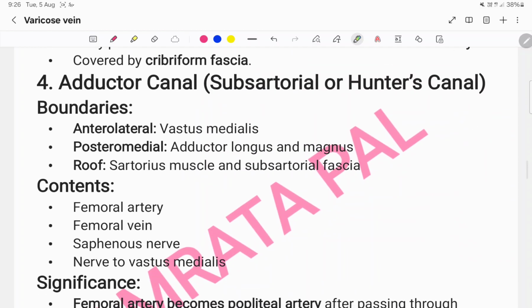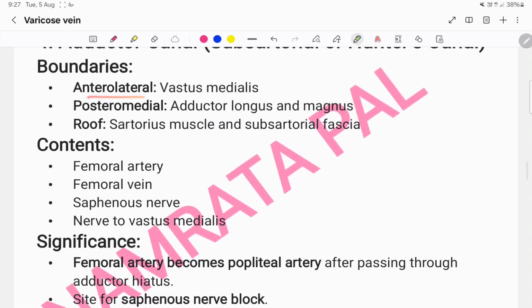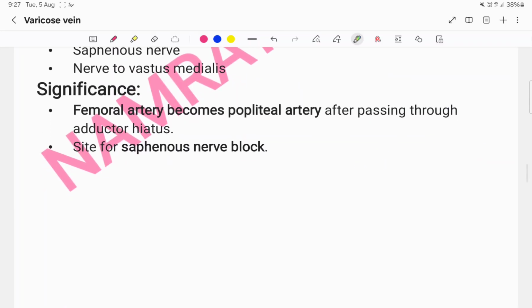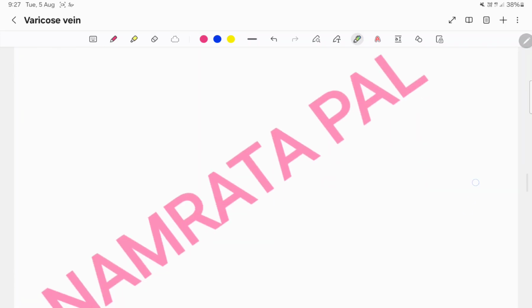What is the adductor canal, or subsartorial or Hunter's canal? The boundary is anterolaterally vastus medialis, posteromedially adductor longus and magnus, and the roof is formed by the sartorius muscle and subsartorial fascia. What are the contents? Femoral artery, femoral vein, saphenous nerve and nerve to vastus medialis. What is the significance? The femoral artery becomes the popliteal artery after passing through the adductor hiatus, and it is the site for saphenous nerve block.